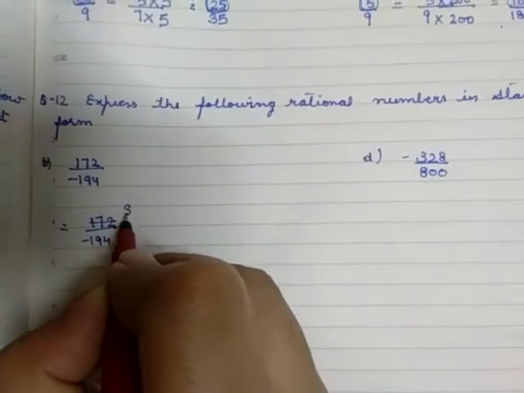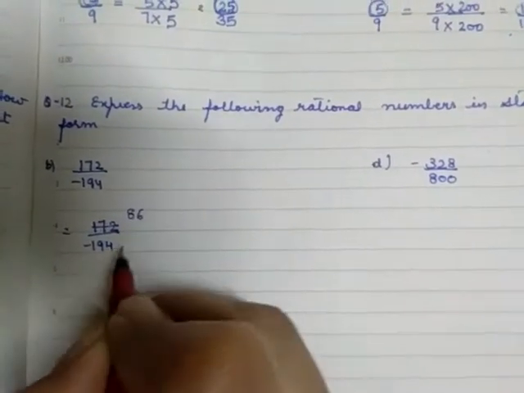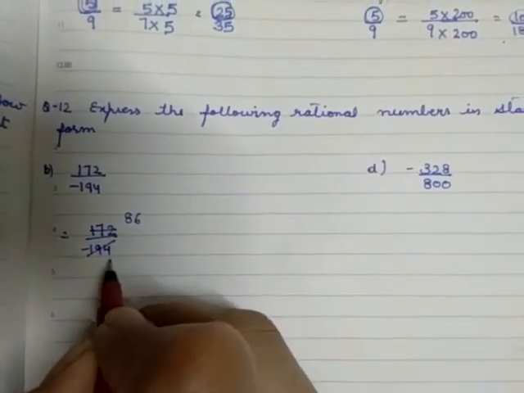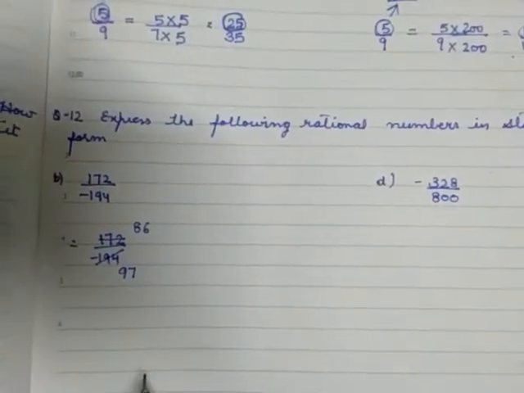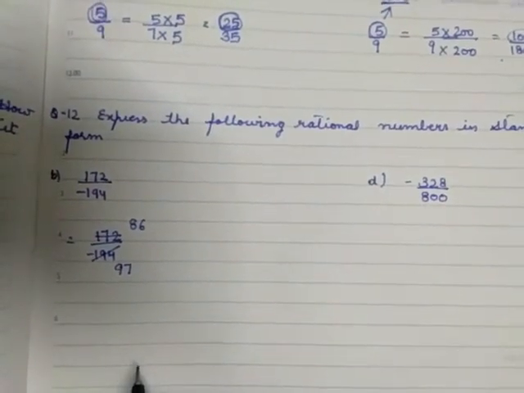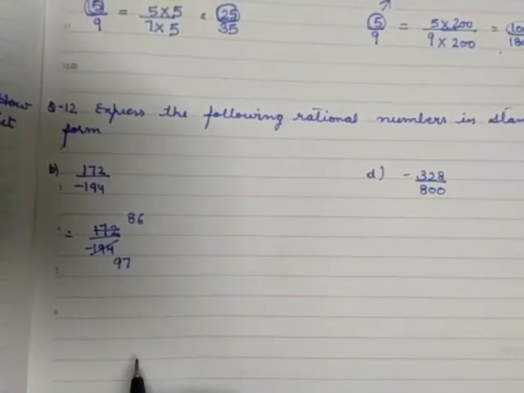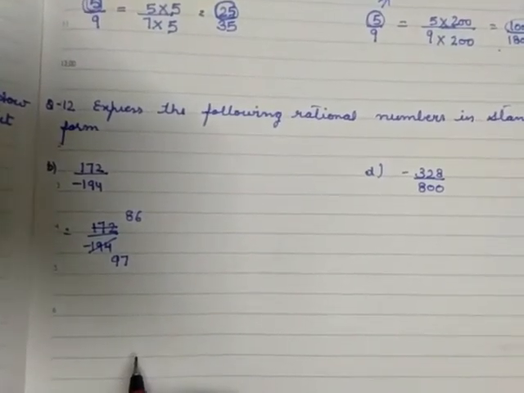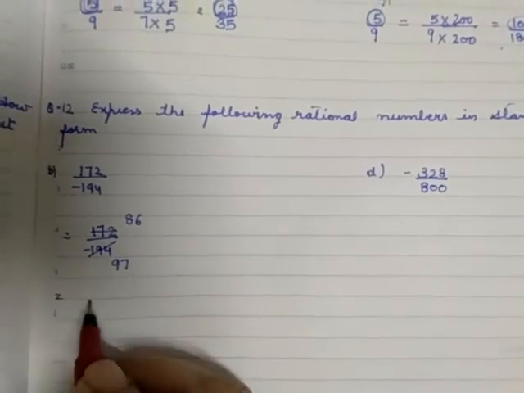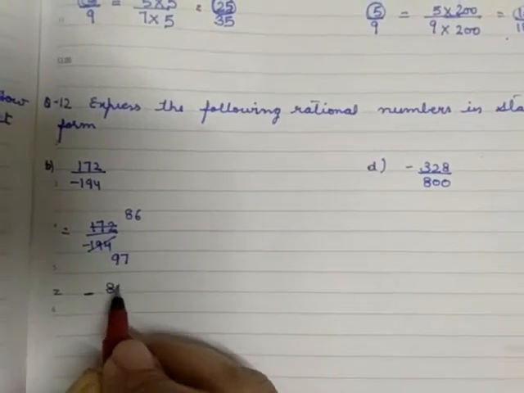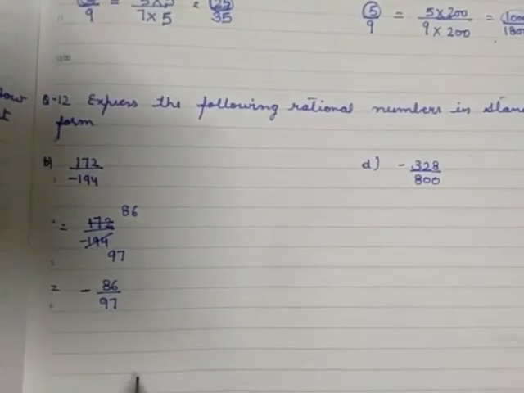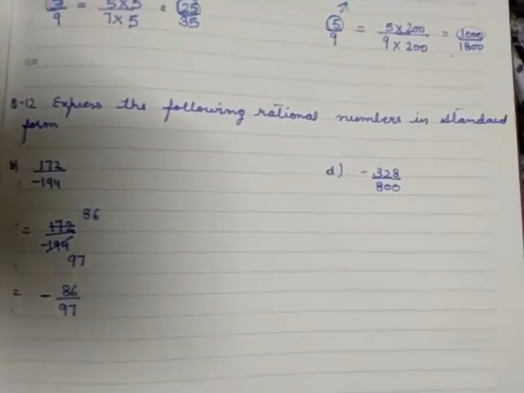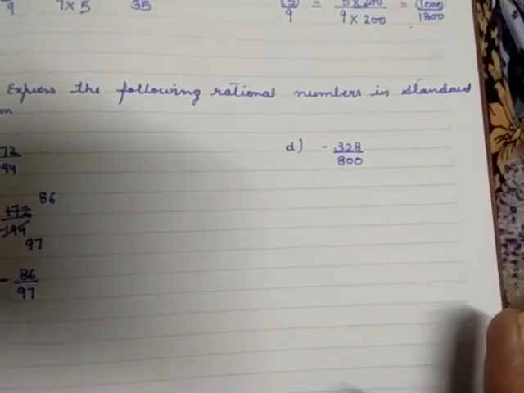2 8s are 16, 2 6s are 12, 2 9s are 18, 2 7s are 14. Is there more cutting? No, I don't think there is more cutting. So the final answer is minus 86 upon 97. Okay, this is the final answer. You only have to do cutting in this question.